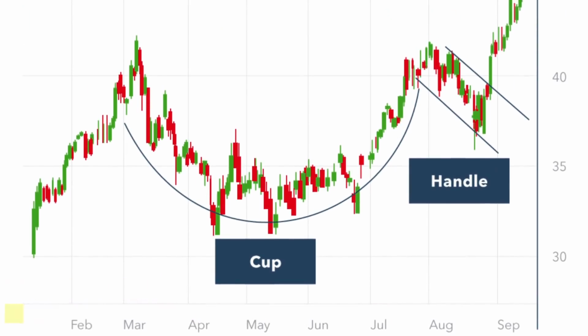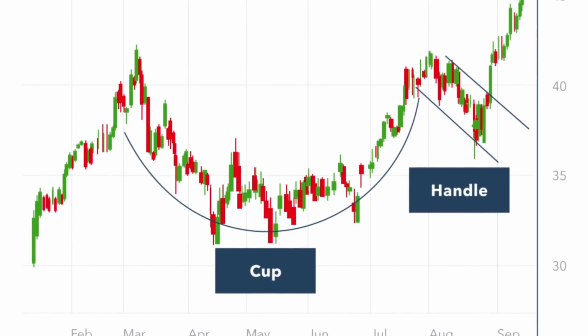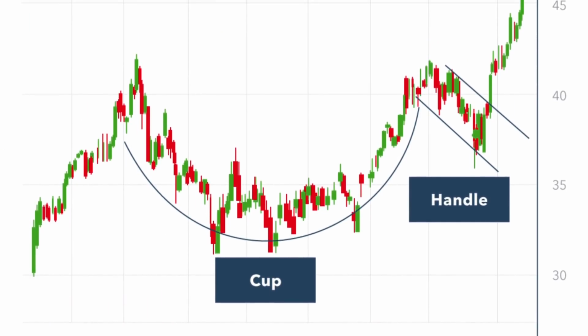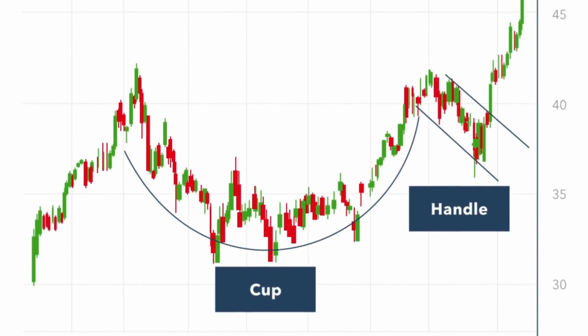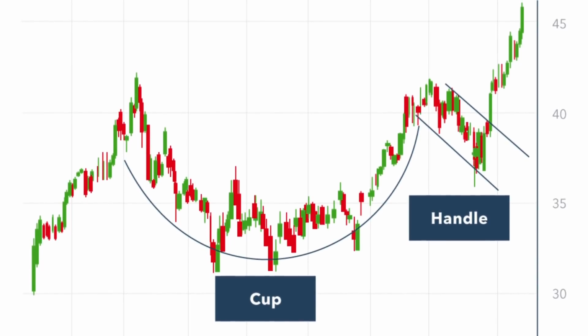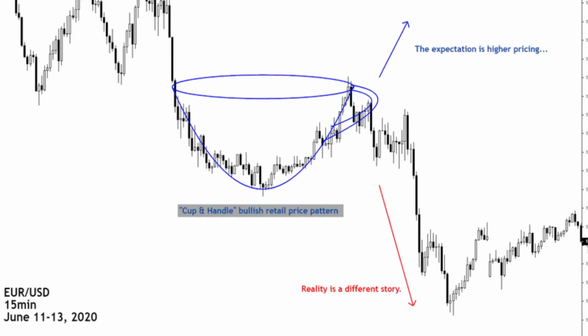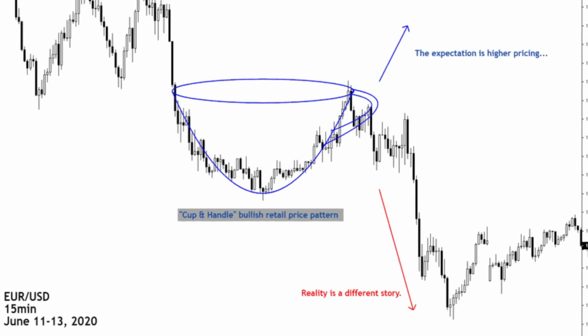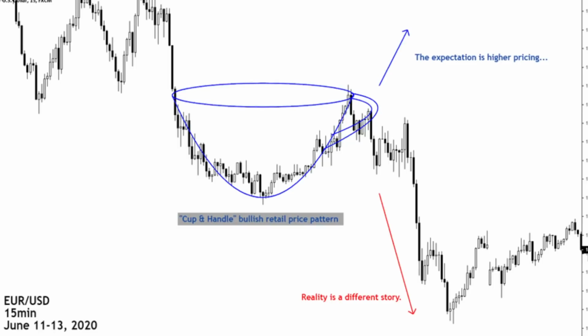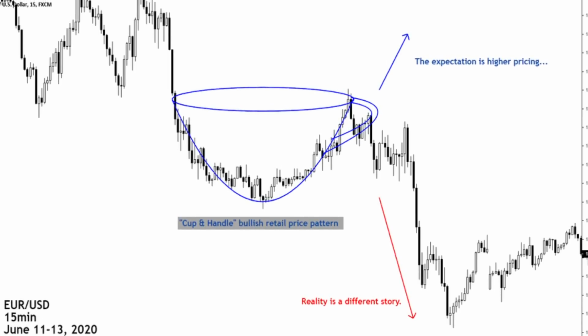Number 2. Cup and handle pattern. This pattern is referred to as the cup and handle pattern because it is a cup-like structure where we have the preceding uptrend, the cup-like structure in the middle, and the handle at the end. The cup and handle pattern is a bullish continuation pattern that depicts a period of bearish market sentiment before the overall trend returns to bullish territory.